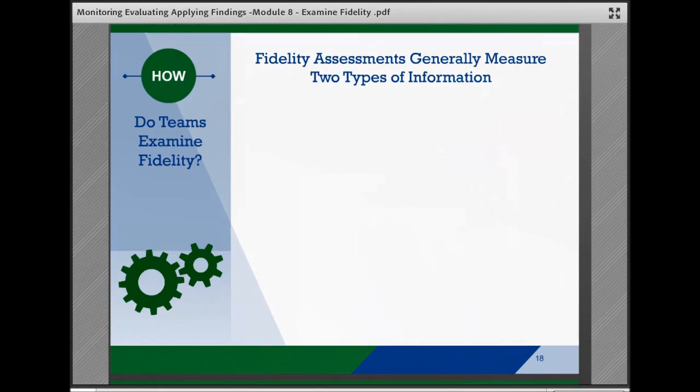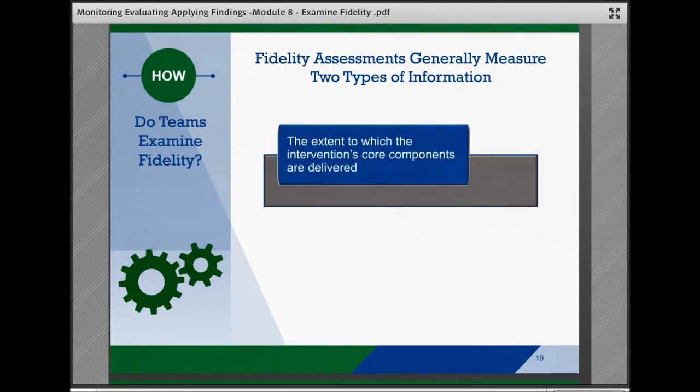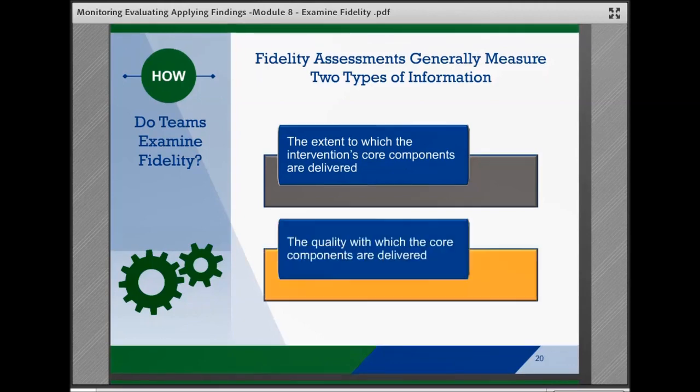Fidelity assessments generally measure 2 types of information: the extent to which the intervention's core components are delivered as intended, sometimes referred to as adherence, for example, determining whether staff are doing the expected behaviors, and the quality with which the core components are delivered, sometimes referred to as competence, for example, determining how closely the behavior standards were met.